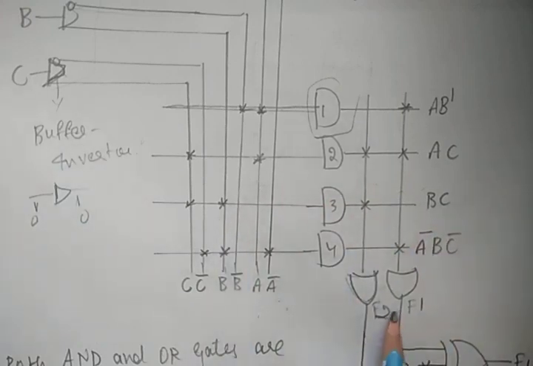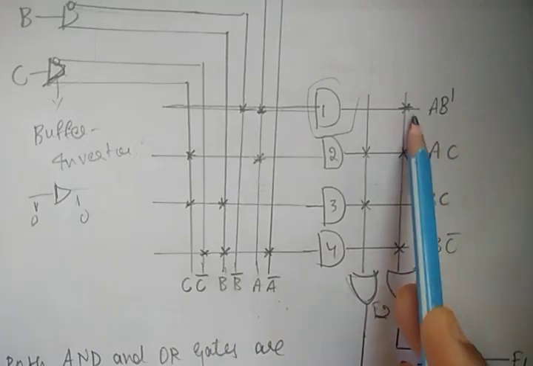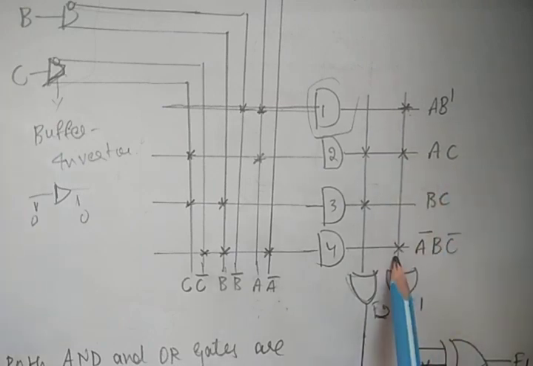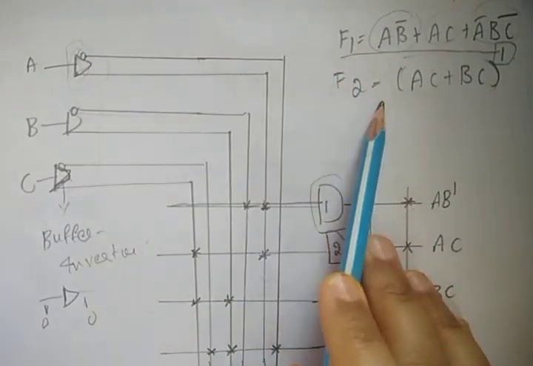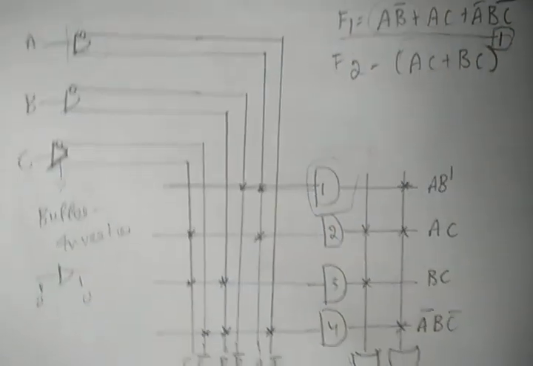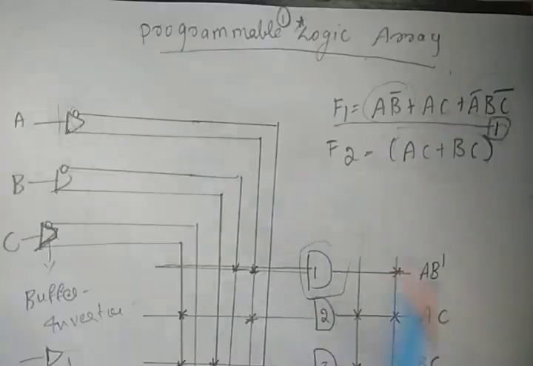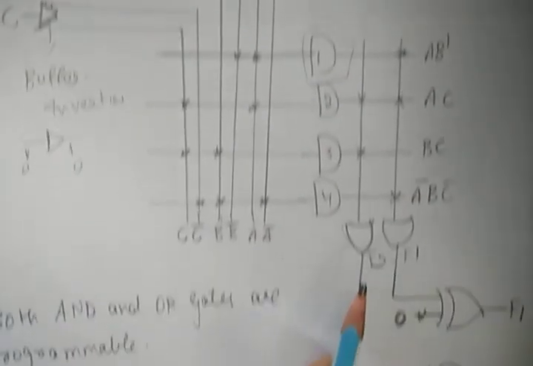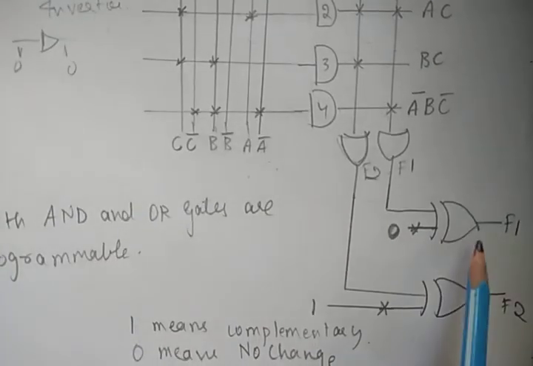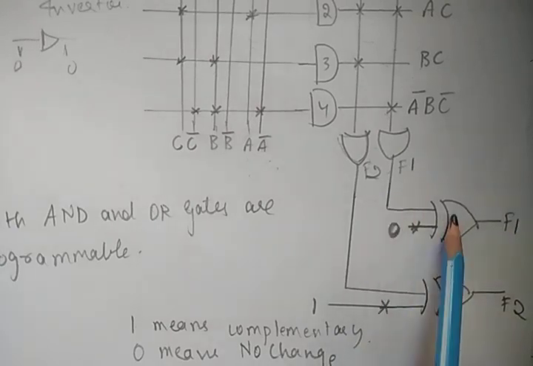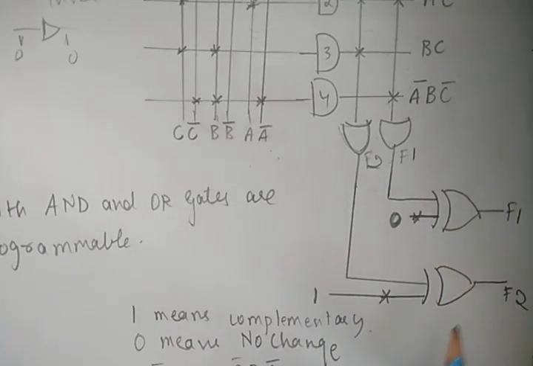So this is function F1. This is function F2. How did I get function F1? If you notice this star mark, AB bar plus AC plus A bar BC bar, this is function F1. Similarly, F2 is AC plus BC. Leave this bar; we'll see how to do it. Since function F1 is without bar and function F2 is with bar, here we are implementing another type of gate called XOR gates. First is the XOR gate for function F1, and again for function F2, an XOR gate.